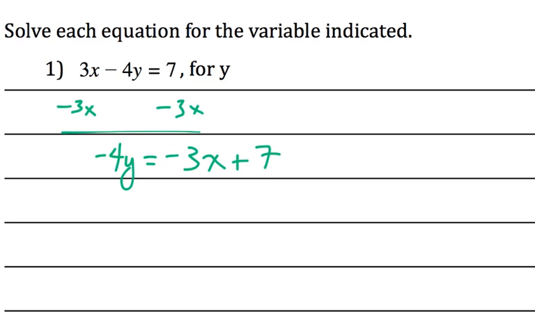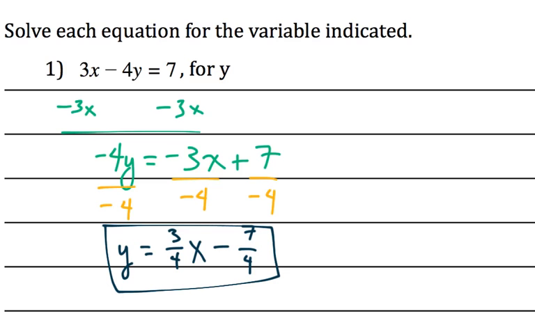And then now I'm going to go ahead and divide everything by a negative 4. This time I will show it separate just to show you the variety. And what remains on the left side is y is equal to 3/4 x. And I'm treating that as positive because these signs flip. And then I'm not going to write plus 7 over negative 4. I'm going to write minus 7/4.